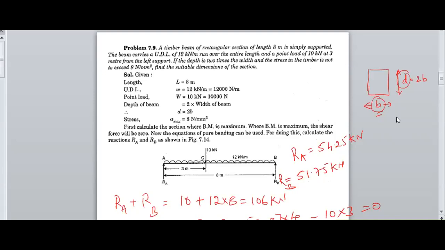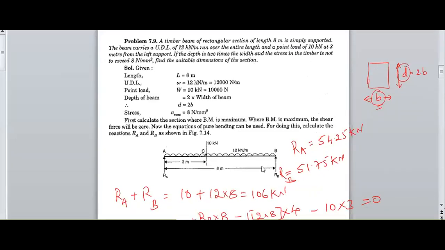We need to find out the width as well as depth of the cross section. So we need to find out the maximum bending moment under this beam. To find the maximum bending moment, I need to find out RA and RB.